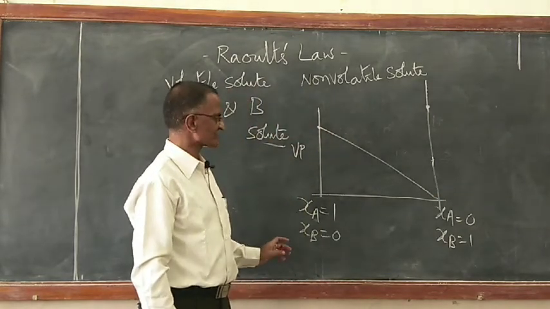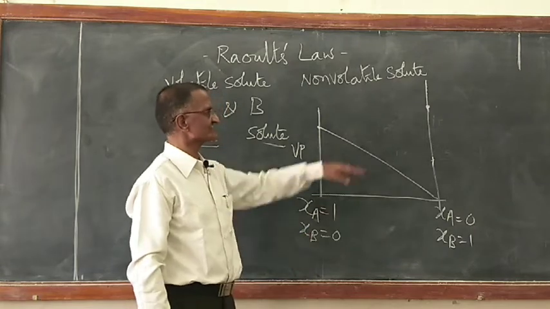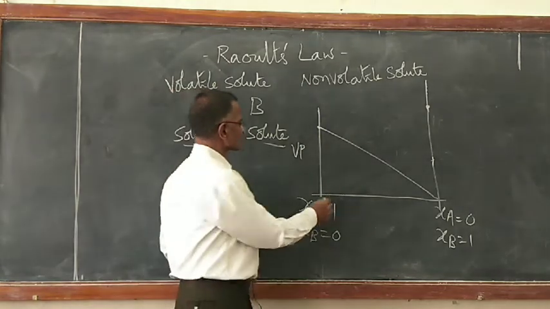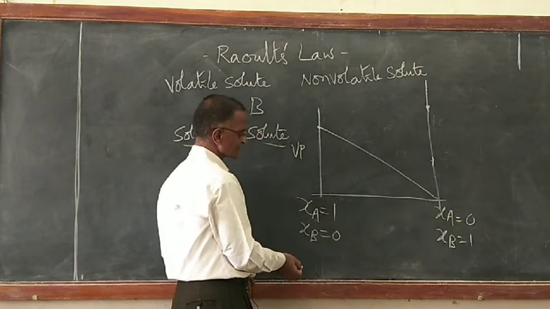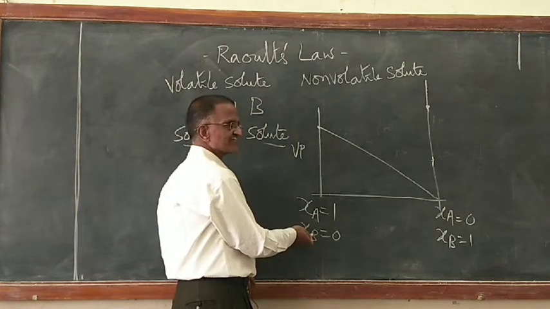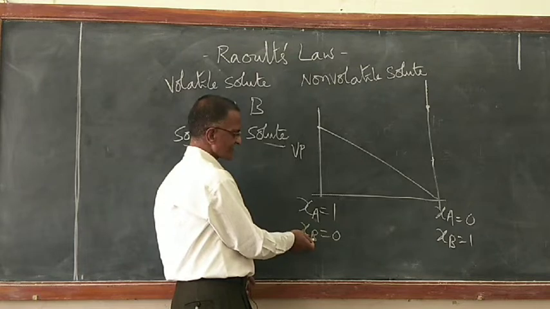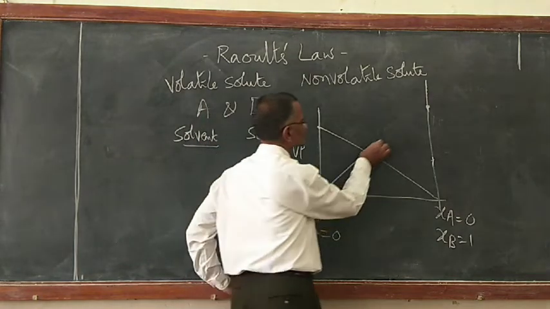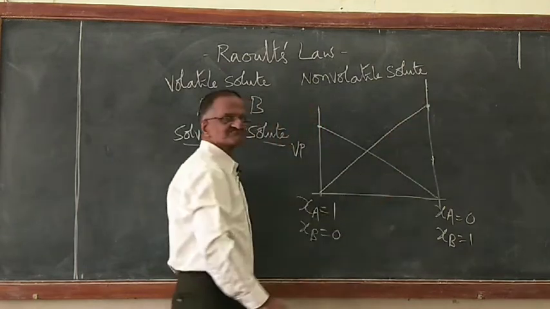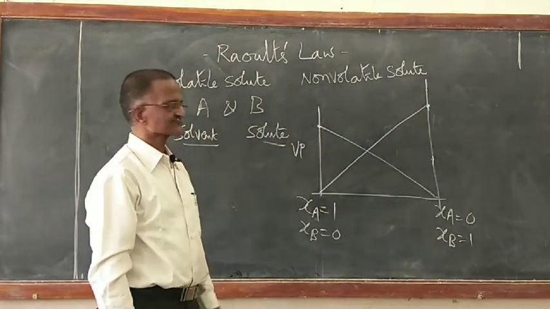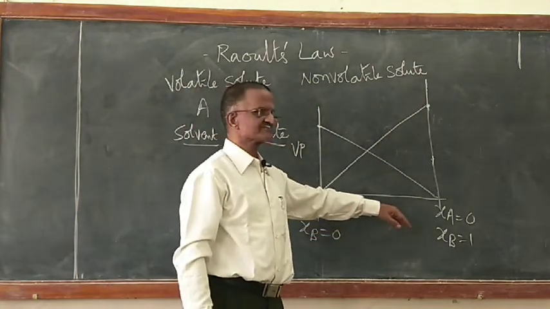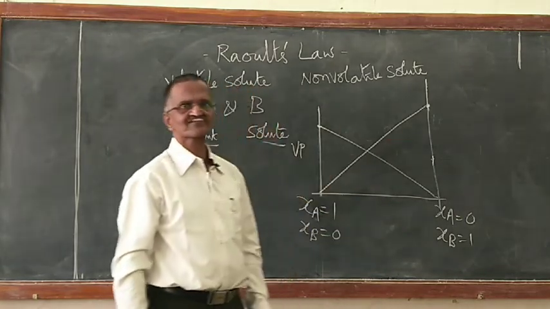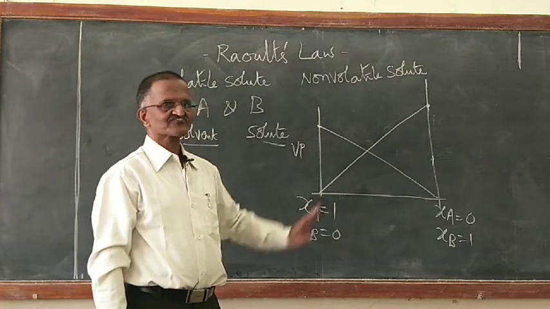So how does the vapor pressure contribution of B go on increasing with increase in its concentration? Very simple, right? In the beginning, there is no contribution of B to the total pressure because its amount is 0. So it goes on increasing and it reaches that value. As the B component increases, finally there is no more component of A, it is only B.